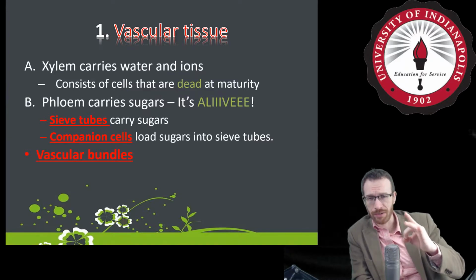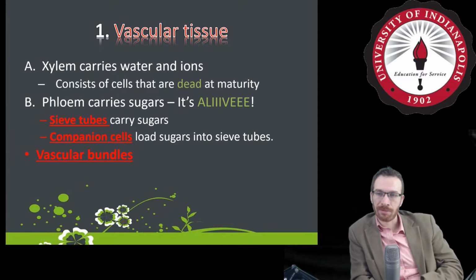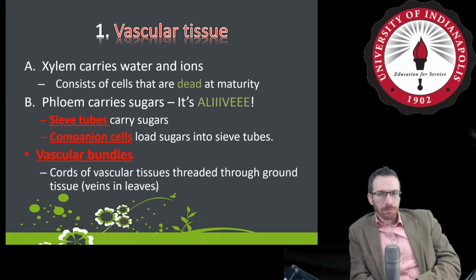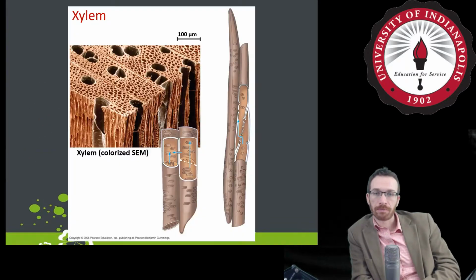When you're looking at a vascular bundle, you are going to be looking at cells that are making up xylem and cells that are making up phloem. And in lab, we'll look at this. So there you go. The vascular tissues are threaded through ground tissue. The veins in leaves are the vascular bundles.